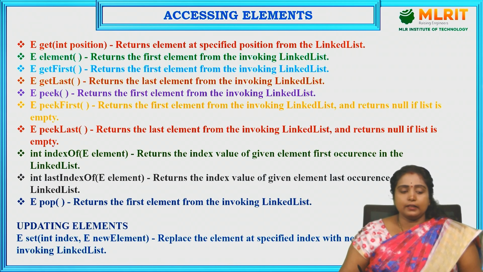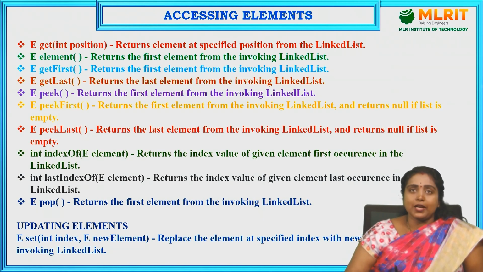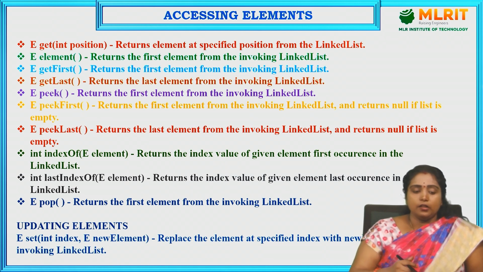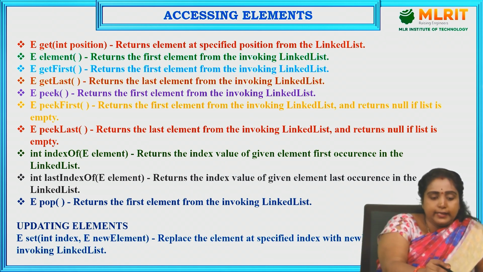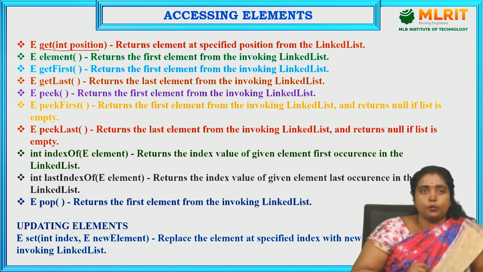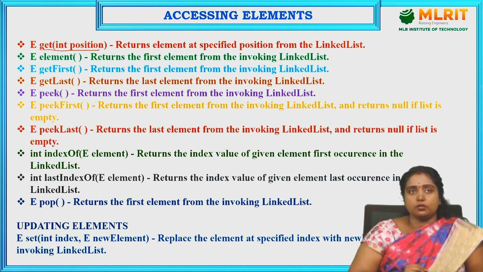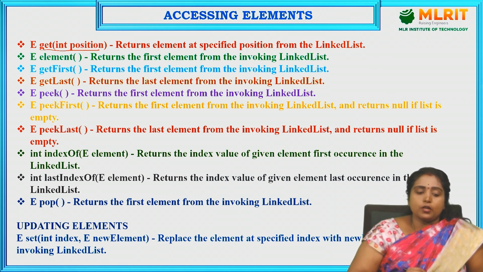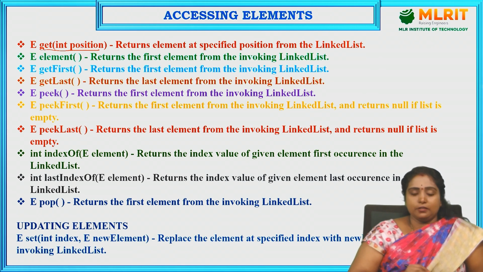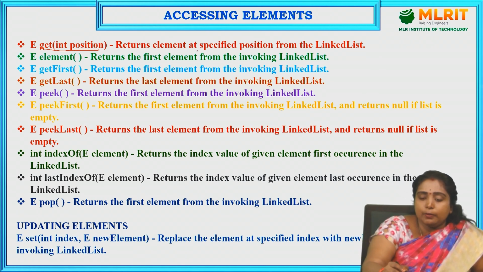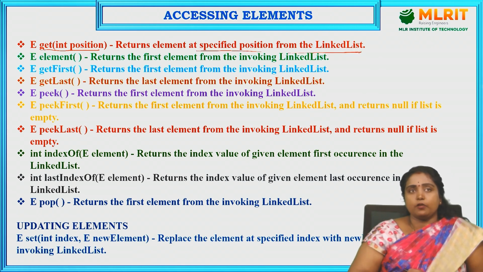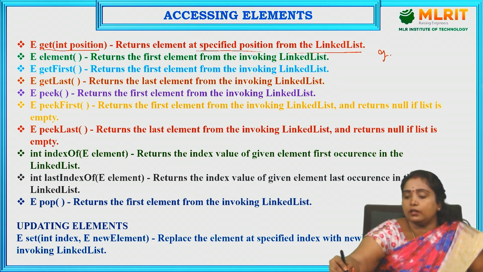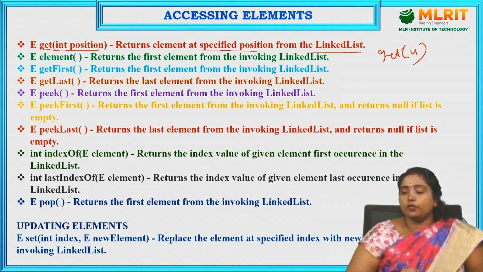And next, the second is accessing: how you are going to access the elements from the linked list. So here are some of the methods. In order to get, you have to give the position. E get. E is the type parameter, we have seen in generics class, isn't it? So whatever data you have, that element will be returned. It returns the element at the specified position from the linked list. If I am getting get(4), whatever element is present at the 4th position would be returned.